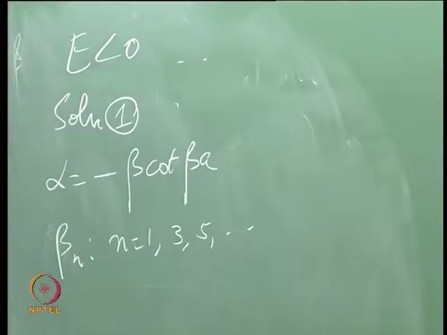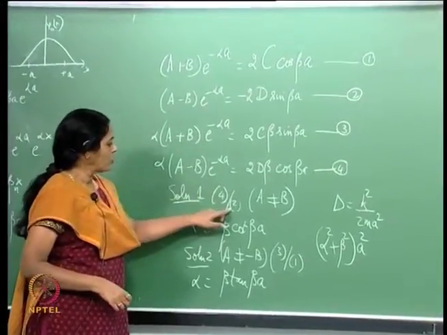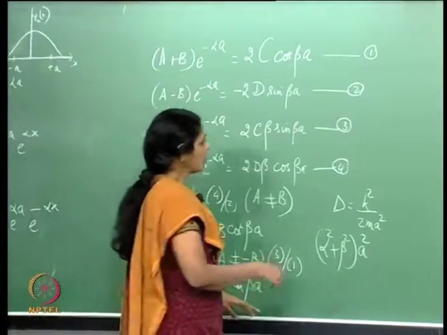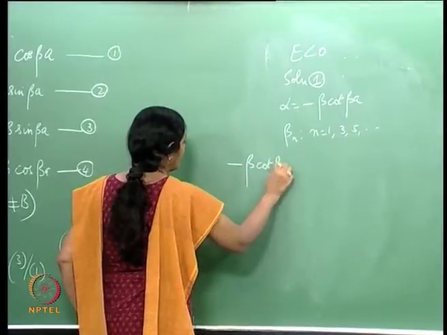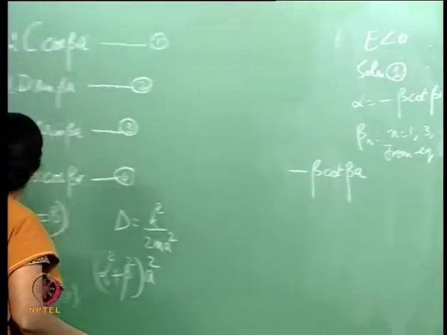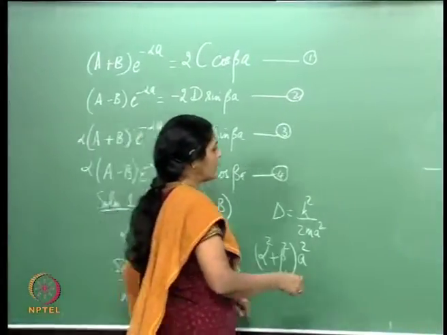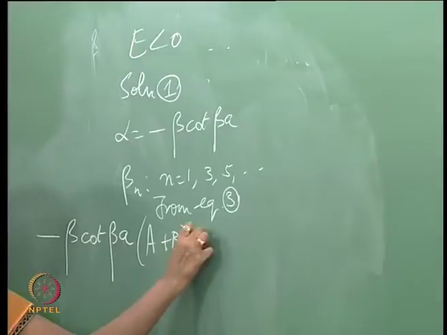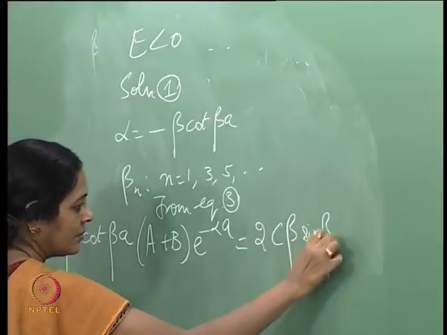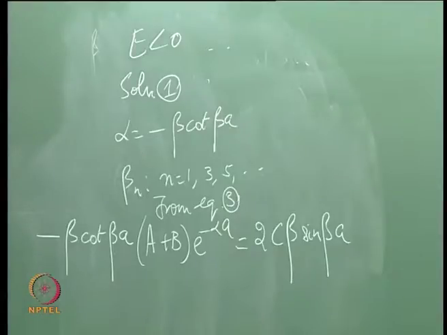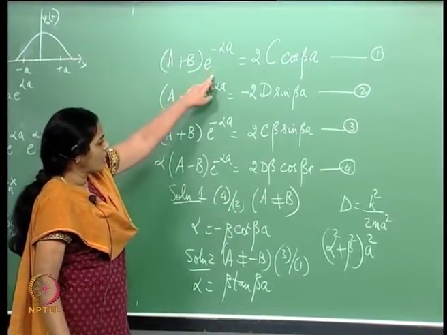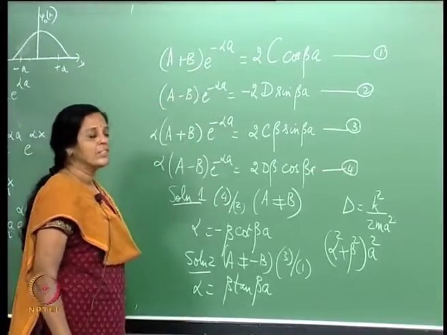I got the equation alpha is equal to minus beta cot beta a by dividing equation 4 by 2. So I can well substitute for alpha now in equation 3. So if I did that, from equation 3, minus beta cot beta a plus b e to the minus alpha a is 2c beta sine beta a. So I have used equations 4, 3, and 2, but I am left with equation 1, from which I will substitute for a plus b e to the minus alpha a.